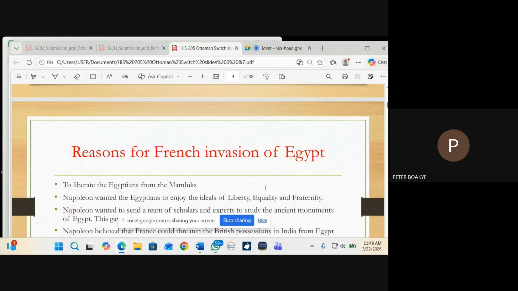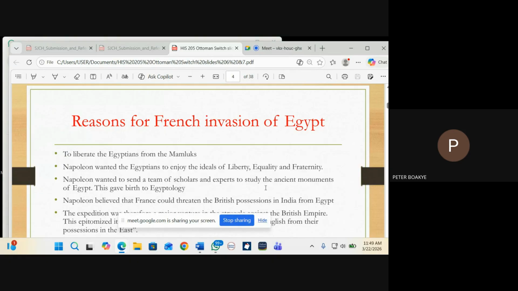So now the people felt that they were being oppressed under the Mamluks, their own people who were ruling them. So Napoleon wanted the Egyptians to enjoy the ideals of liberty, equality, and fraternity. At least freedom is good. Imagine if you are under somebody and the person is not treating you well, you don't feel happy. So if you have your own freedom, liberty, equality, and fraternity, it is good. Now that's what Napoleon felt.